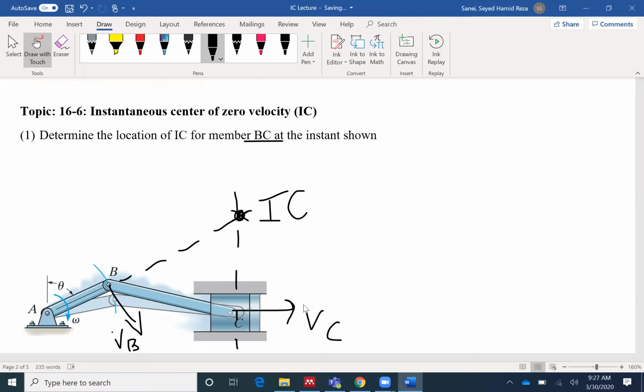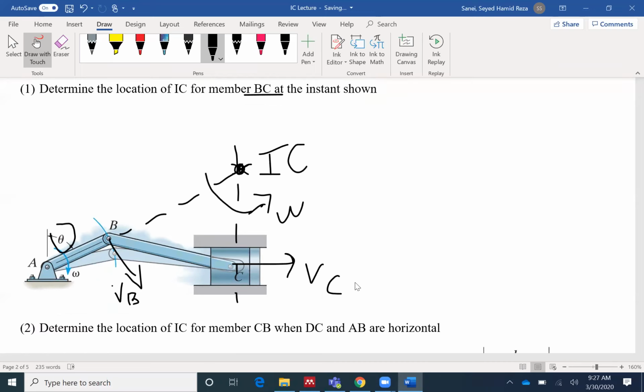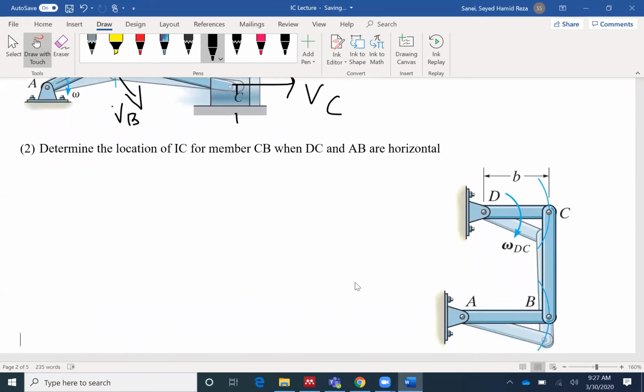So for member BC, IC is located here, which means that member BC at this particular instance, at a given theta and omega, is rotating about this point with this angular velocity. Let's go and look at another problem.